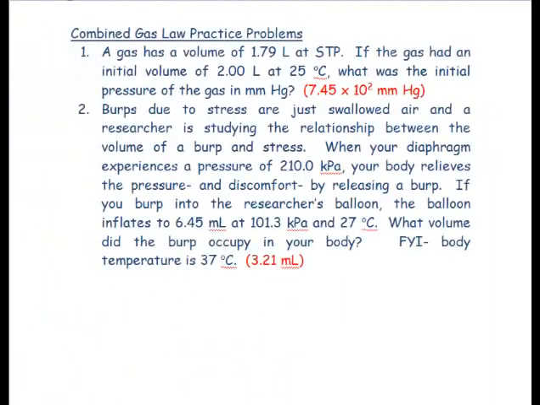Here are your two combined gas law practice problems. One helpful hint for each. In number one, I'm looking for P1, initial pressure, P1. And in number two, you're looking for V1, the initial volume. Good luck.